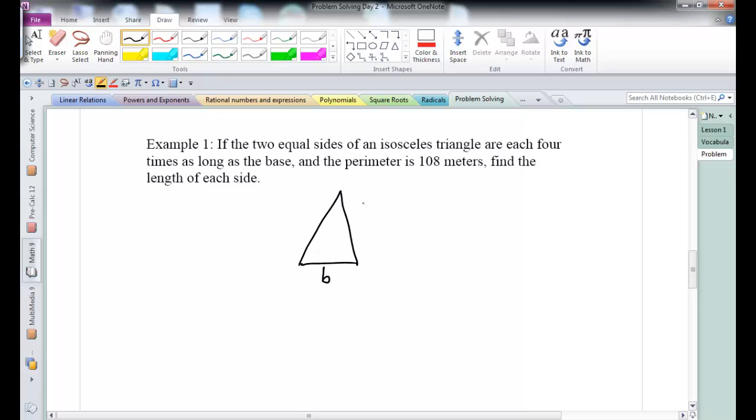Base, and then each of these would be 4b, 4 times as long as the base. And the perimeter is 108 meters. Find the length of each side.